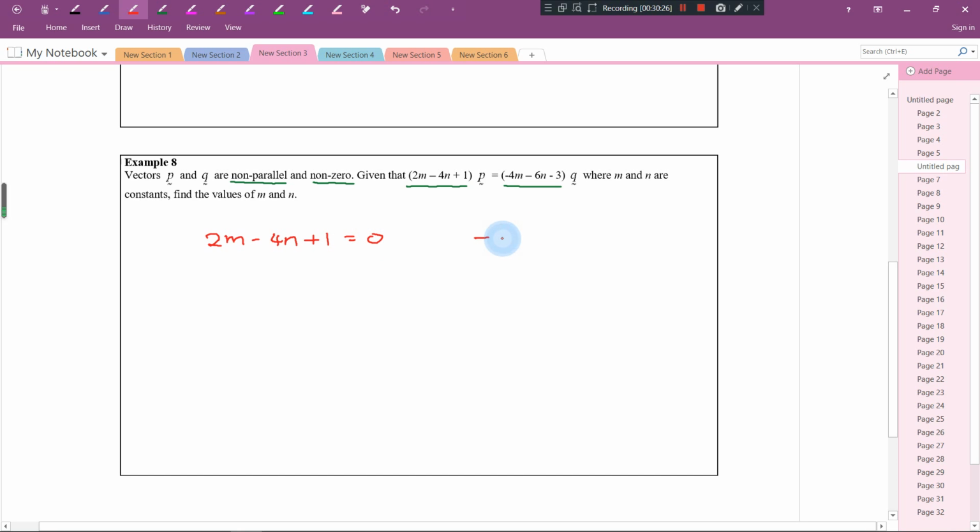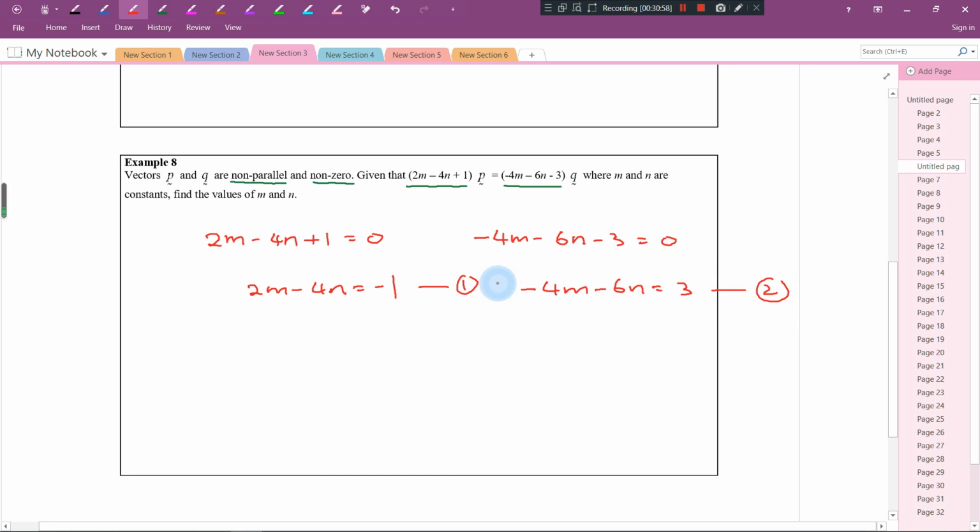Negative 4m minus 6n minus 3 is equal to 0. Okay, so now what do we need to do? We need to find the value of m and n. So let me write this way first. This one, 2m minus 4n, is equal to negative 1. Let's call this the first equation and the second equation.